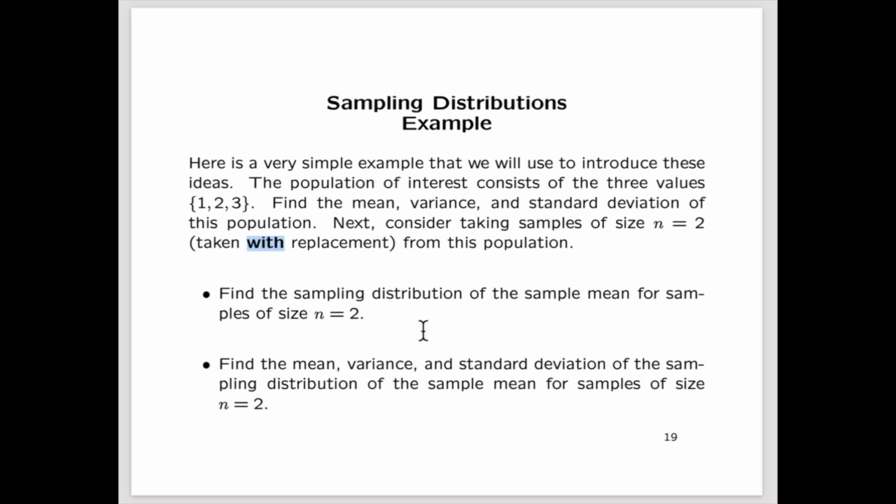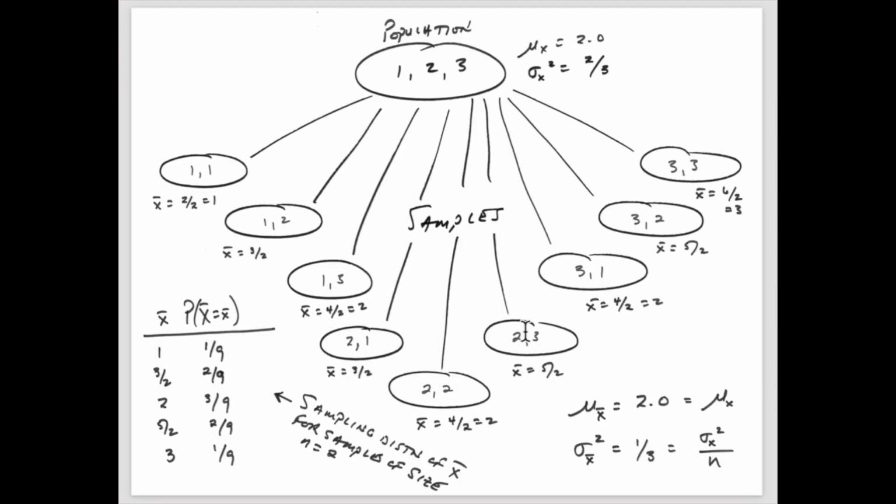And so the next task is to find the sampling distribution of the sample mean for samples of size little n equal to 2. Again, the samples taken with replacement. And so remember that the sampling distribution is just the probability distribution for the sample statistic that we are talking about. All right, and so we have this schematic that we looked at, and so we have our population up here, the mean of which is 2, the variance is 2/3, and then we saw that there are 9 possible samples that we could select from this population when we're sampling with replacement.